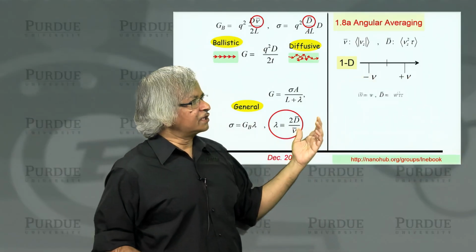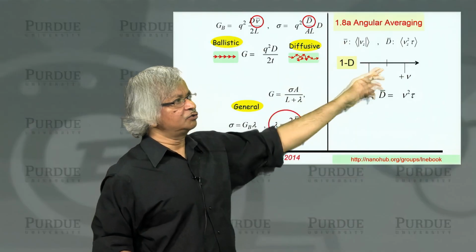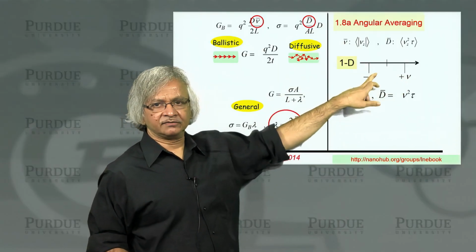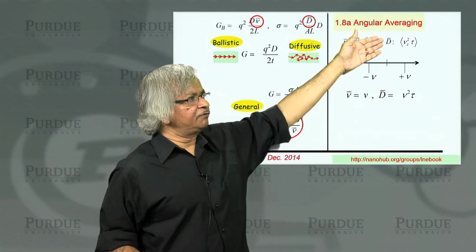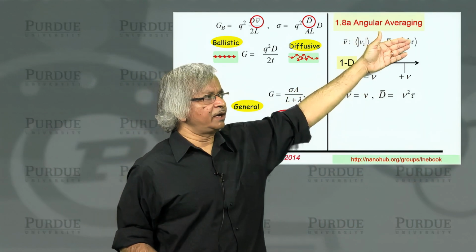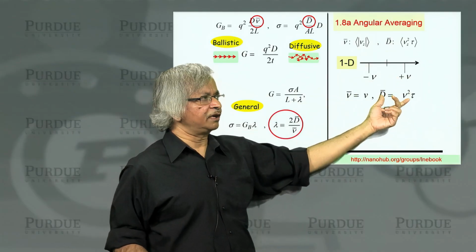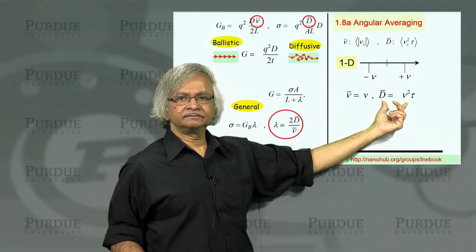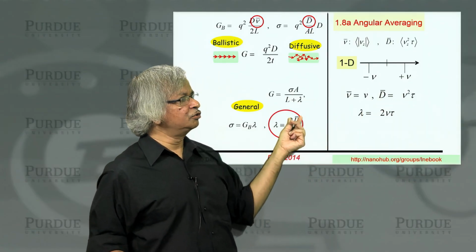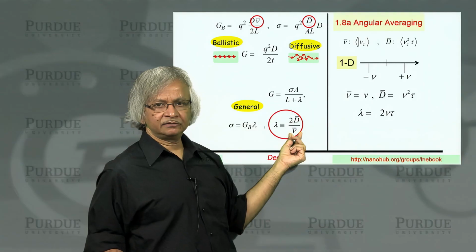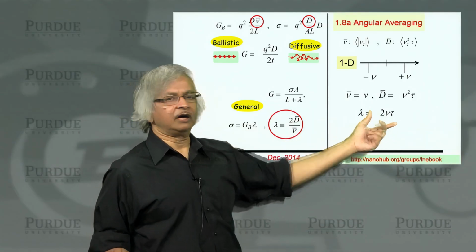Now, what is the average value? Well, V bar has two possible values, plus v and minus v. So basically the average value is just v. What about the diffusion coefficient? Well, that's Vz squared tau. Again, two possible values, each is equal to V squared tau. So you can just write that. And then what we call lambda is this 2D bar over V bar. And when you put that in, you get 2V tau.